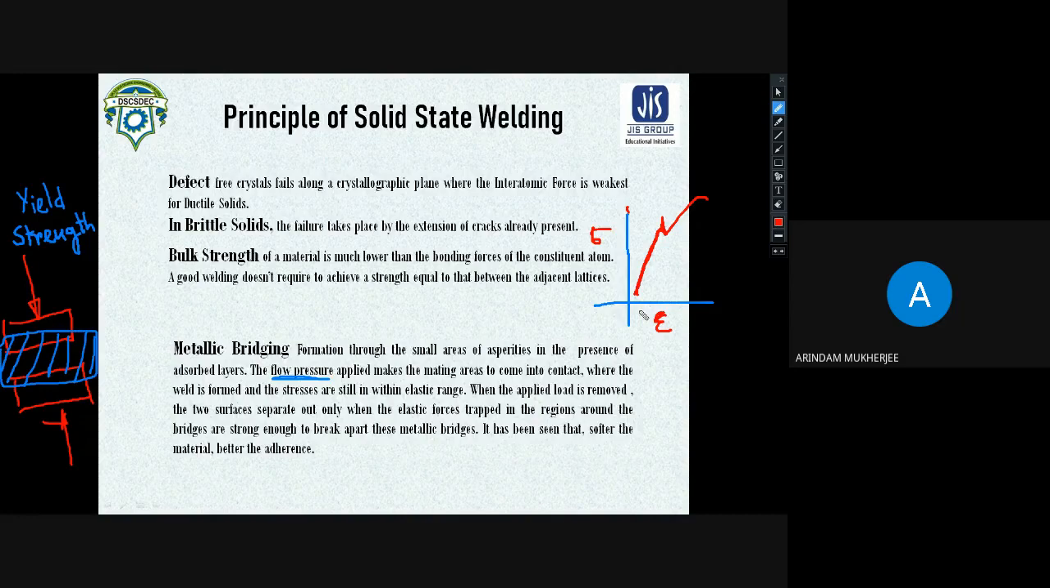For ductile materials, yield strength is taken as the strength by which we design different applications. Suppose in a design sector we are going to use a ductile material, then we will design this application on the basis of the yield strength of this ductile material. This yield strength is sometimes also called flow pressure. So flow pressure and yield strength are actually the same thing.